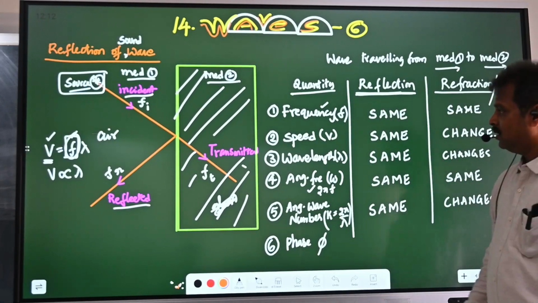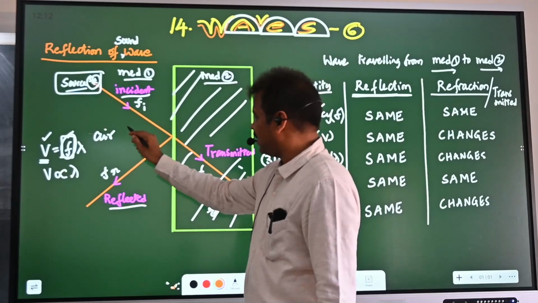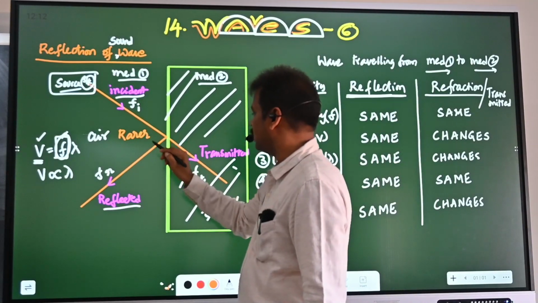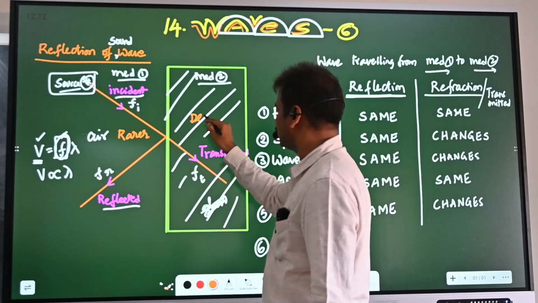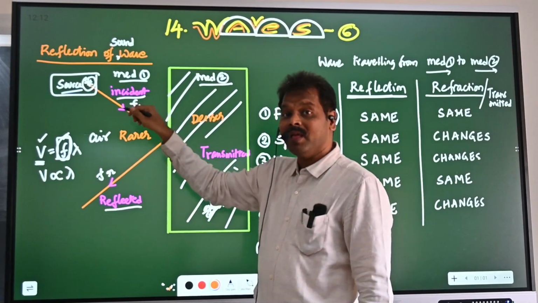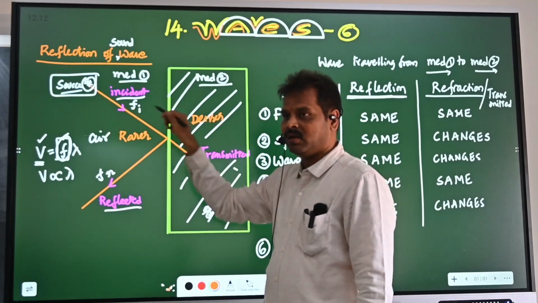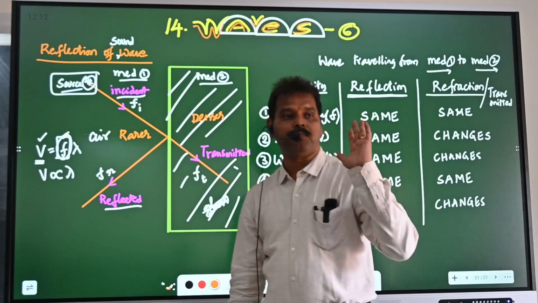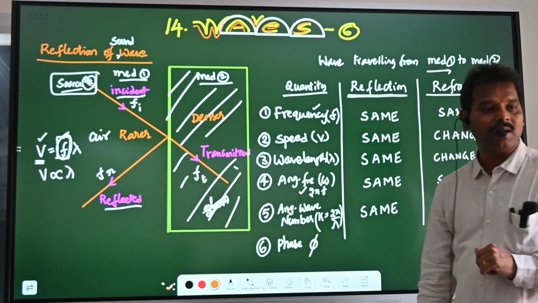First one, let us say this is a rarer medium. Which medium? Rarer medium. Let us say this is a denser medium. Whenever light is reflected from rarer to denser, there will be a phase change of pi, 180 degrees or pi radians.